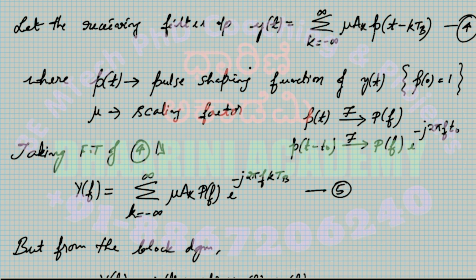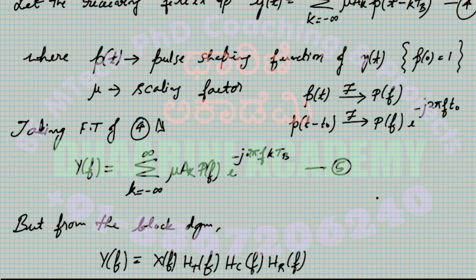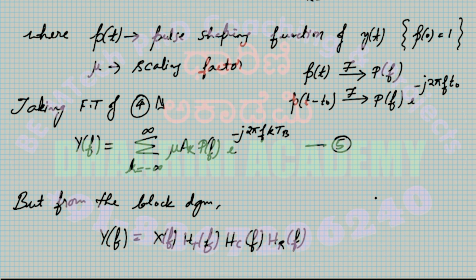So equation number 4, y of t, becomes y of f equal to the summation is retained. Mu a_k is a constant, retains. p of t minus kT_b has a Fourier representation, P of f into e to the power minus j 2 pi f kT_b. Equation number 5. Is it okay? So we'll hold on to equation 5.